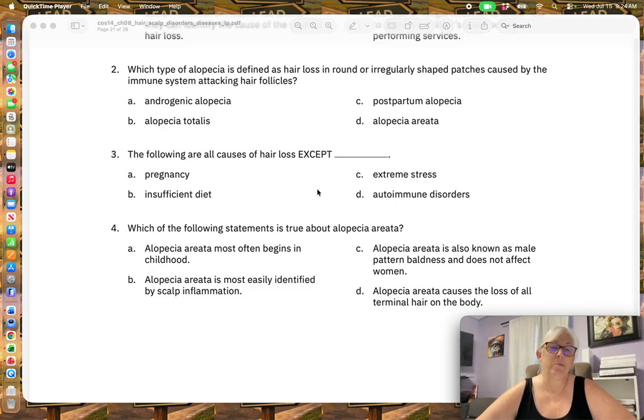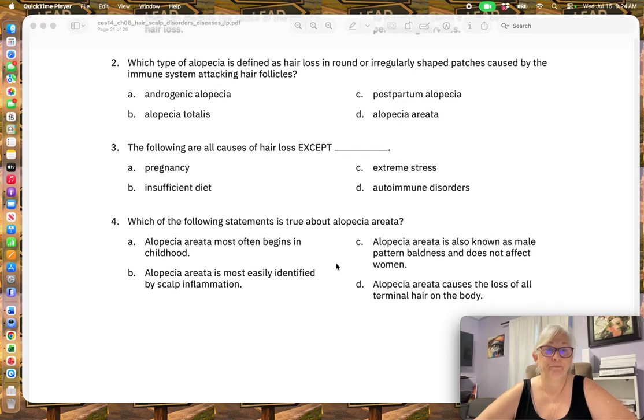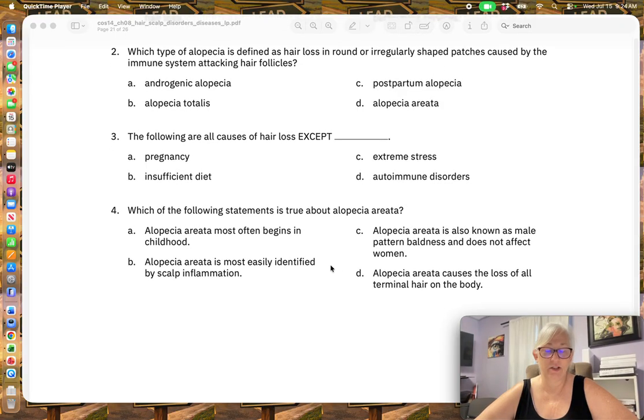All right, number 4. Which of the following statements is true about alopecia areata? Well, we already know that alopecia areata from up here in question 2 is hair loss in round or regularly shaped patches. So, which of the following statements is true about alopecia areata? A, alopecia areata most often begins in childhood. B, it's most easily identified by scalp inflammation. C, it's known as male pattern baldness and does not affect women. D, it causes the loss of all terminal hair on the body.